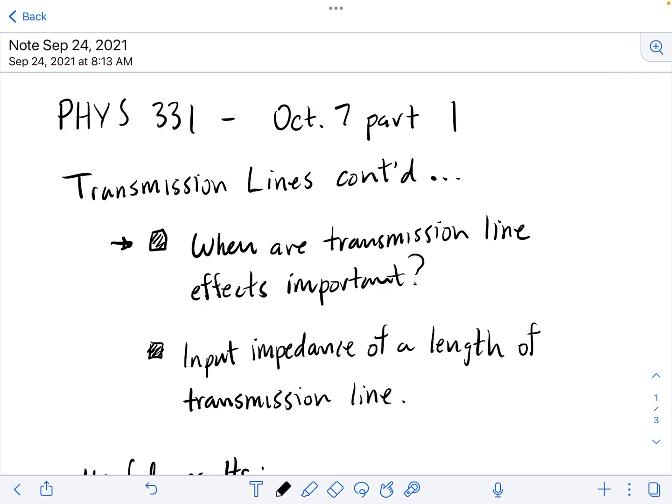And then the second thing that I want to discuss is what the effective input impedance of a length of transmission line is. And so we'll do a calculation to see if we can determine that.